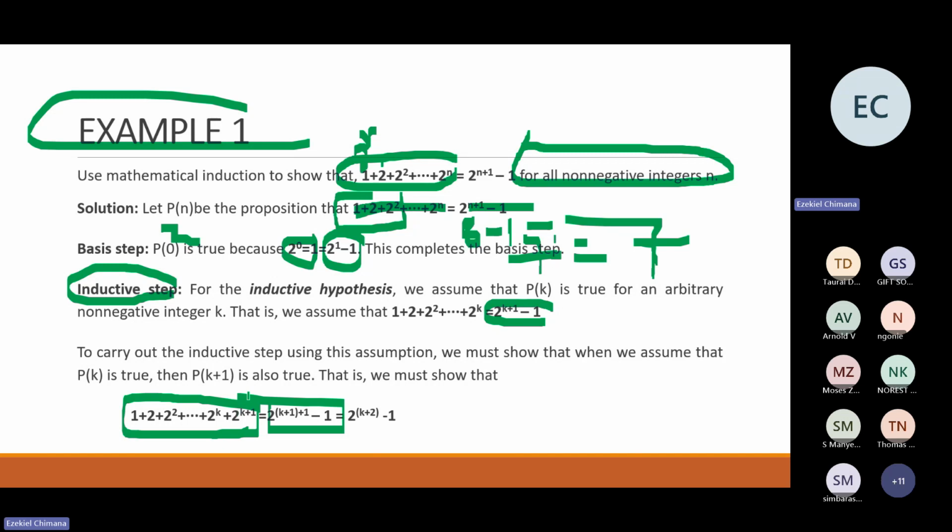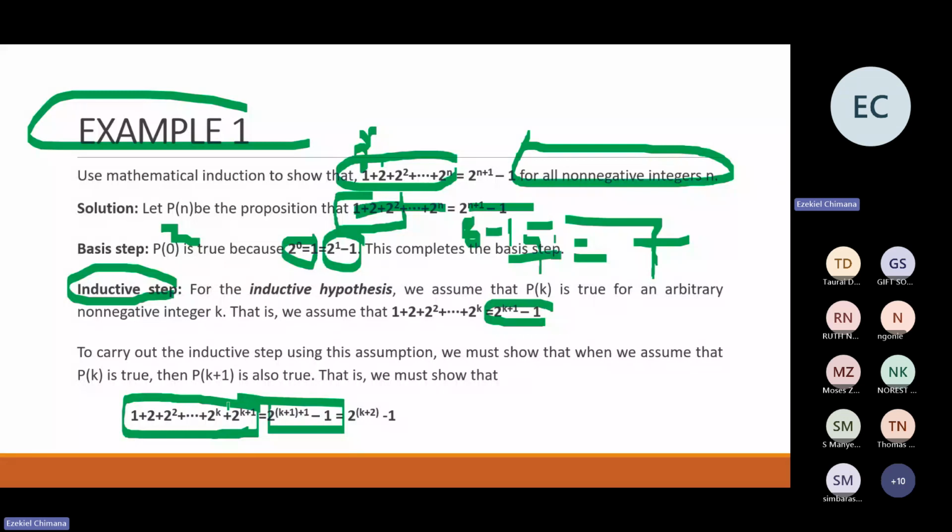Wozwa kuti wakanganisa handiti? You need to use the inductive hypothesis for you to prove that it is true for P of k plus 1. Because remember I said if it is true for P of k, it must be true for P of k plus 1. So you must always use the inductive hypothesis just like that.